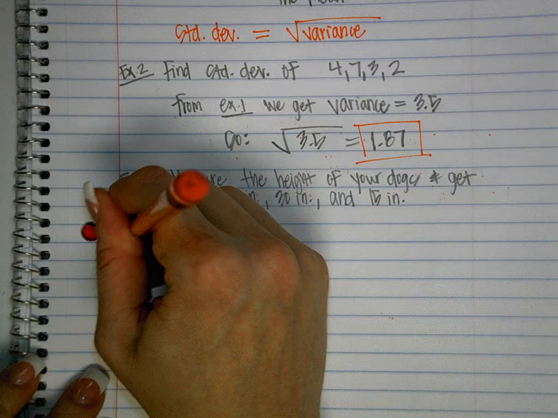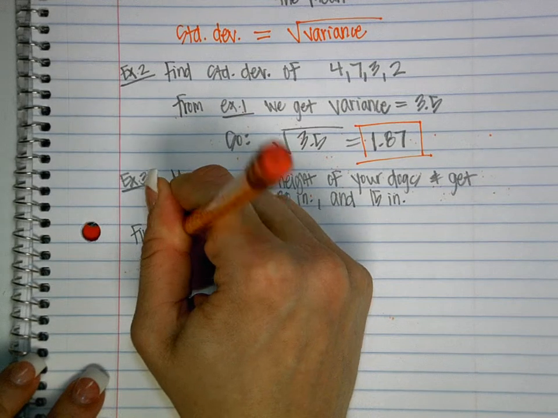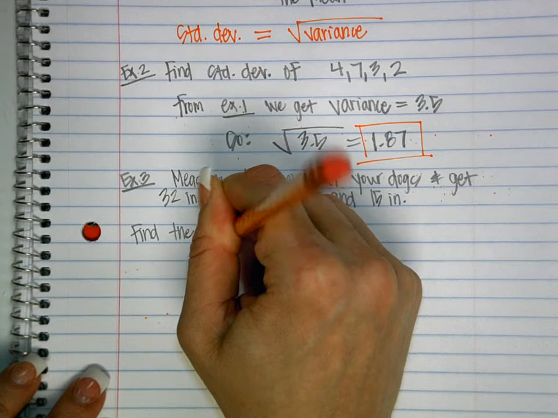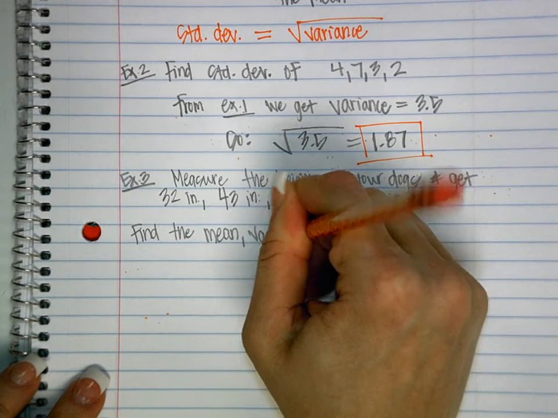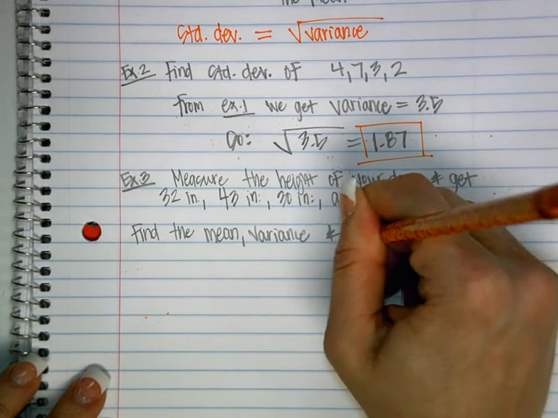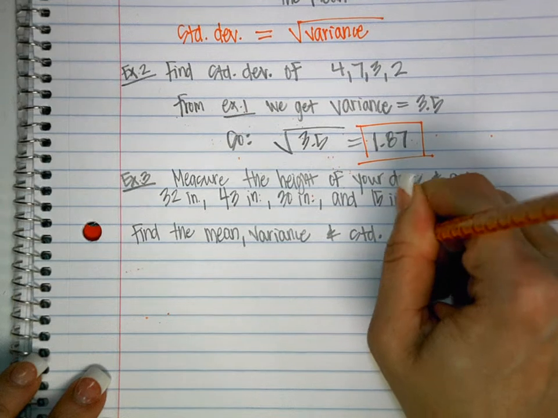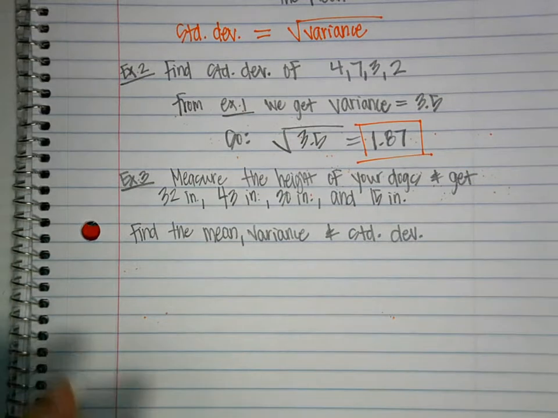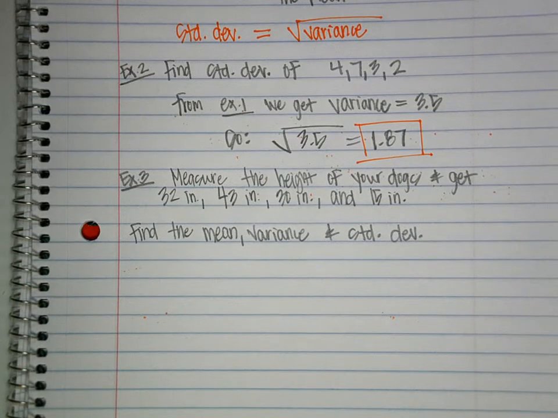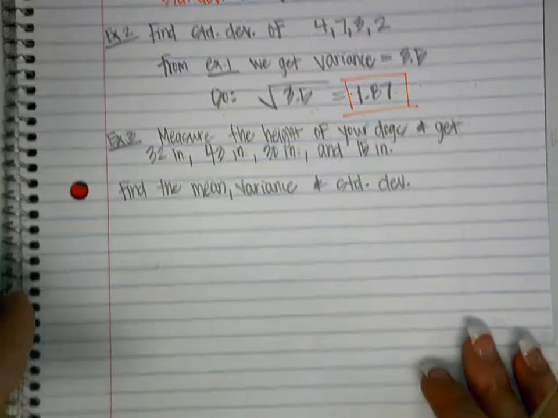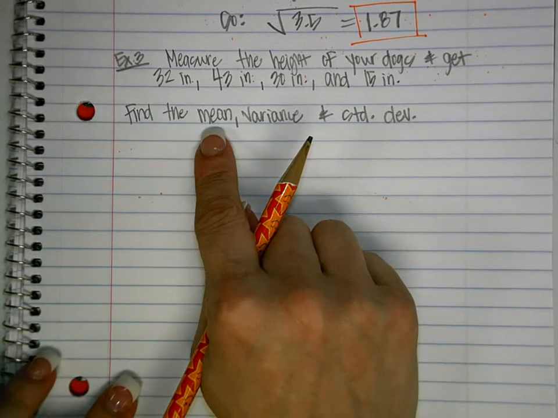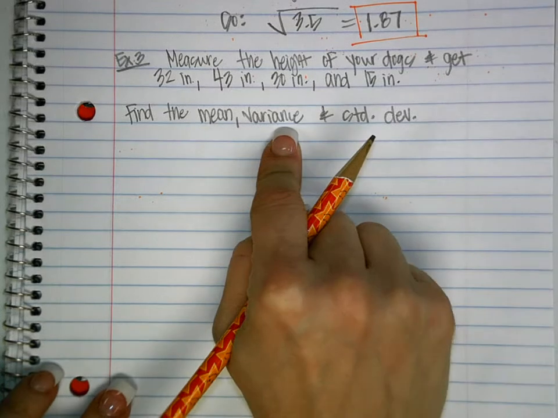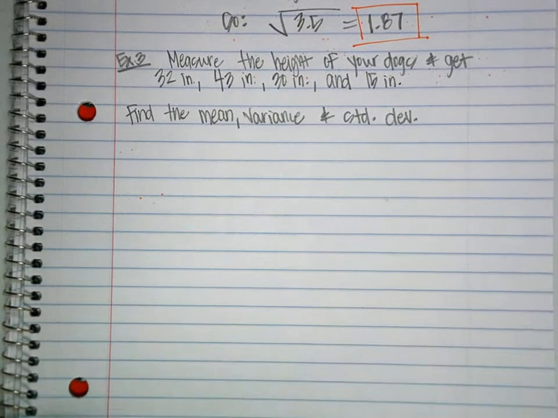I would like you to find the mean, variance, and standard deviation. Now remember, you have to find the mean before you can find the variance. You have to find the variance before you can find the standard deviation. So these are asked pretty much in order.